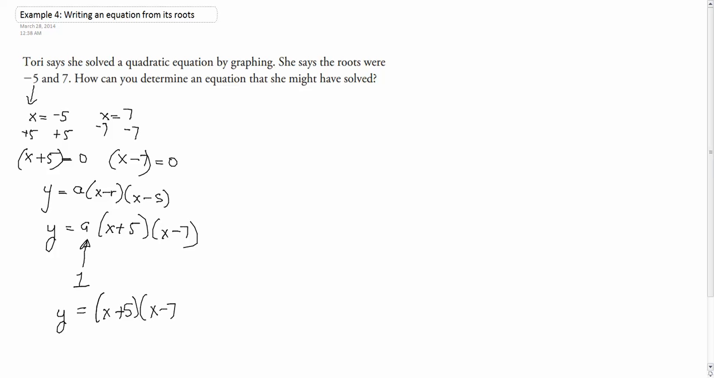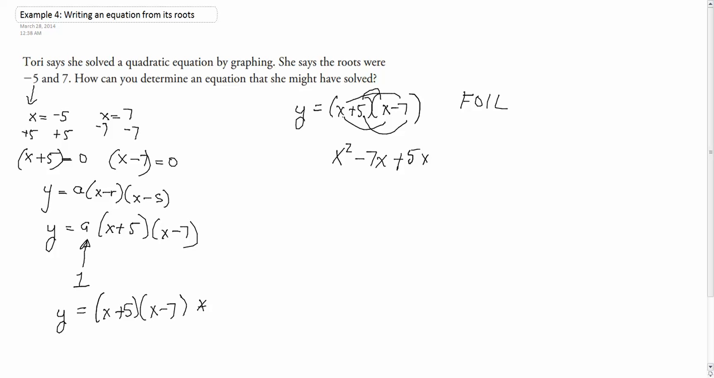Now, we're not told specifically what form the equation is in, and so in that case you could leave it like this, but more than likely she wasn't given it in factored form, she was given it in standard form. So we're going to multiply these two binomials out by FOILing them. We have our first, which gives us x squared, x times x. Our outer, x times negative 7, gives us negative 7x. Our inner, that's 5 times x, so that's plus 5x. And our last would be 5 times negative 7, which gives us negative 35.